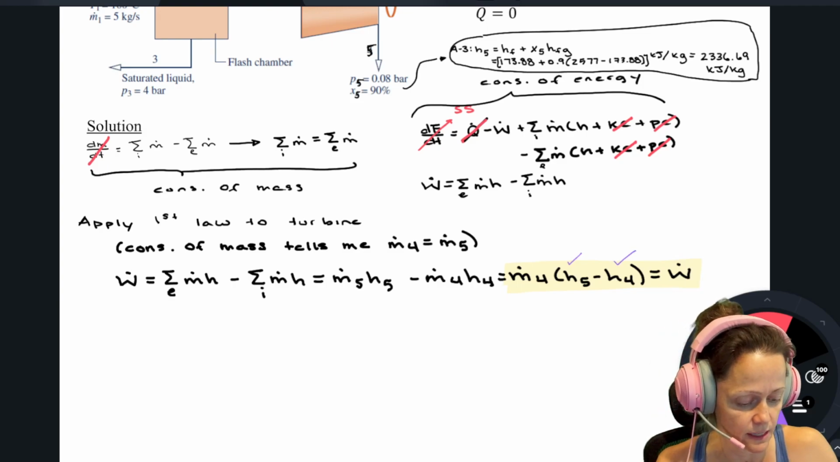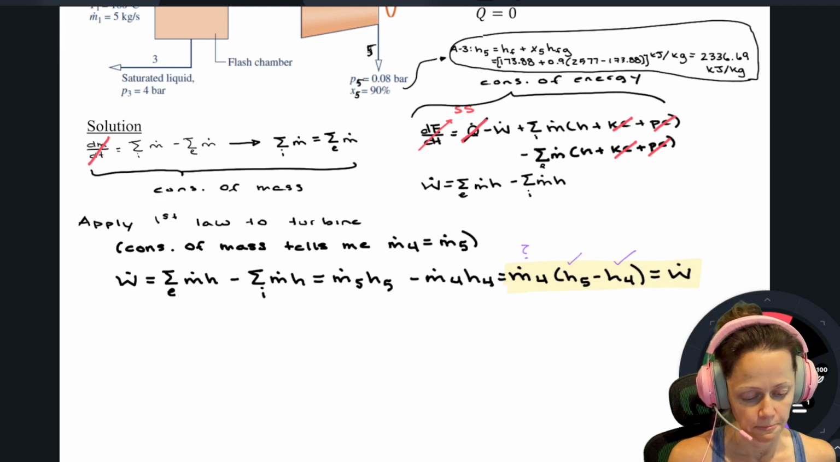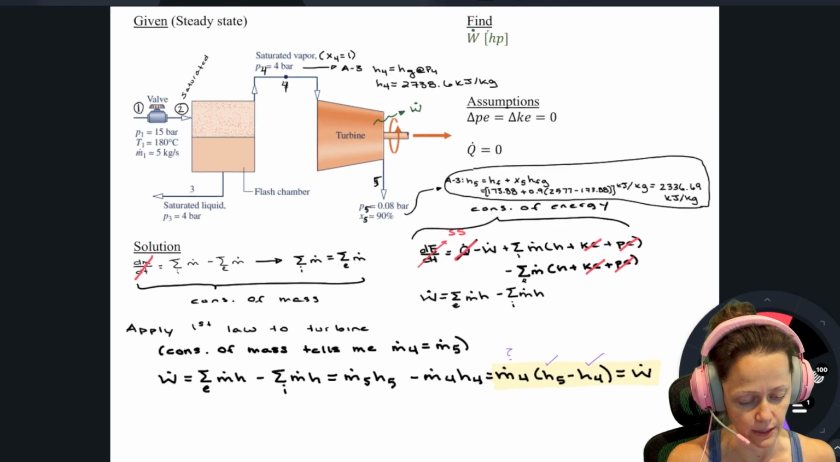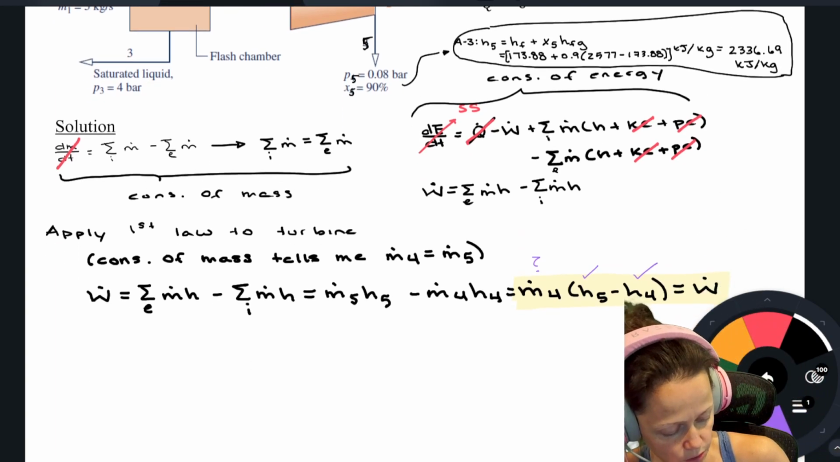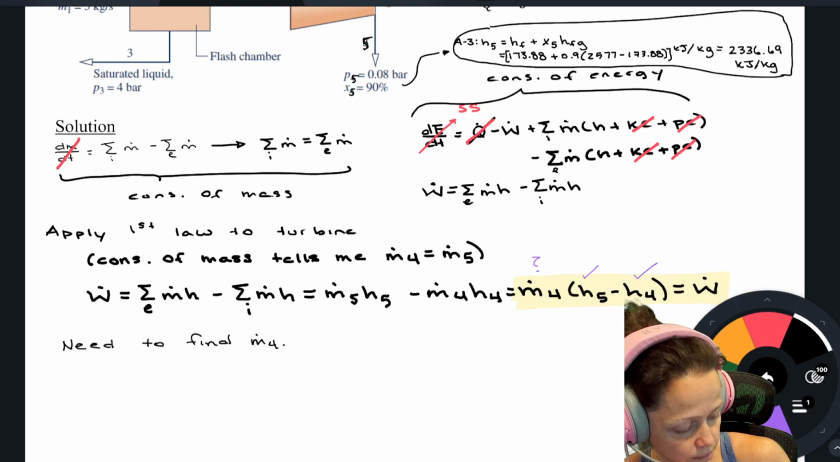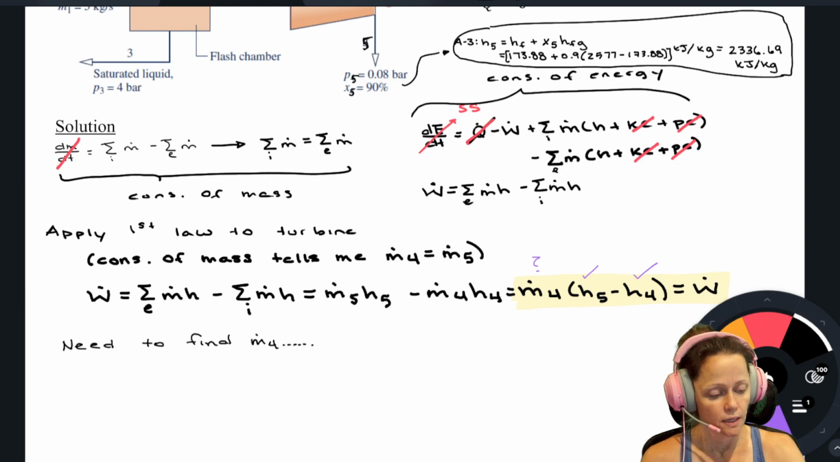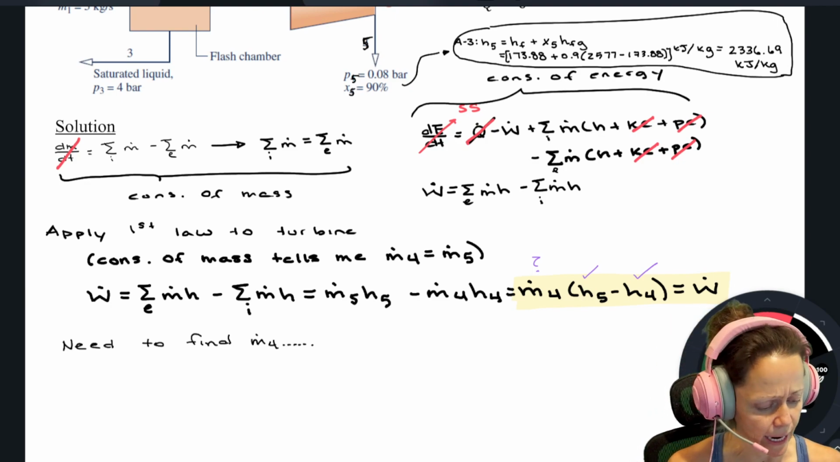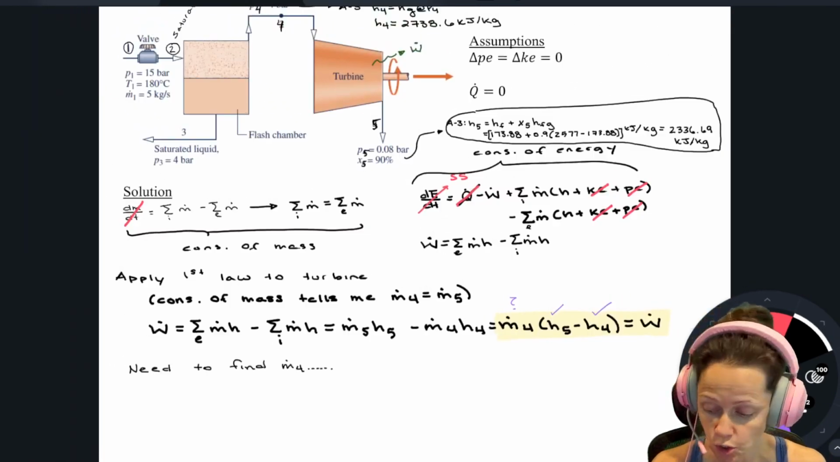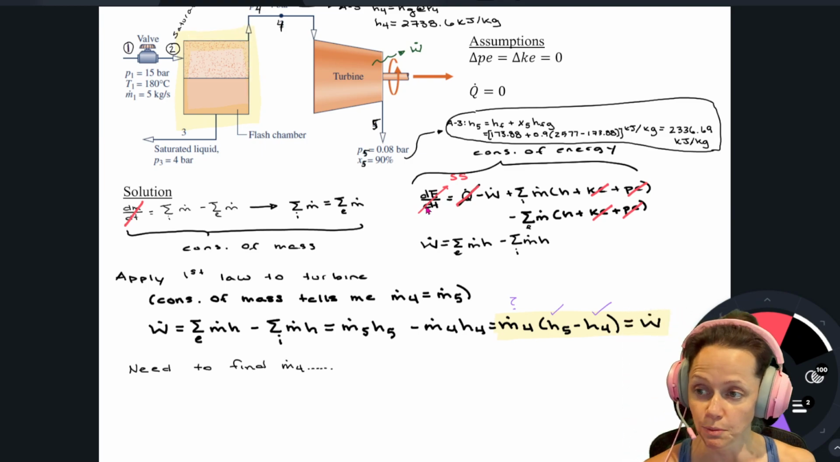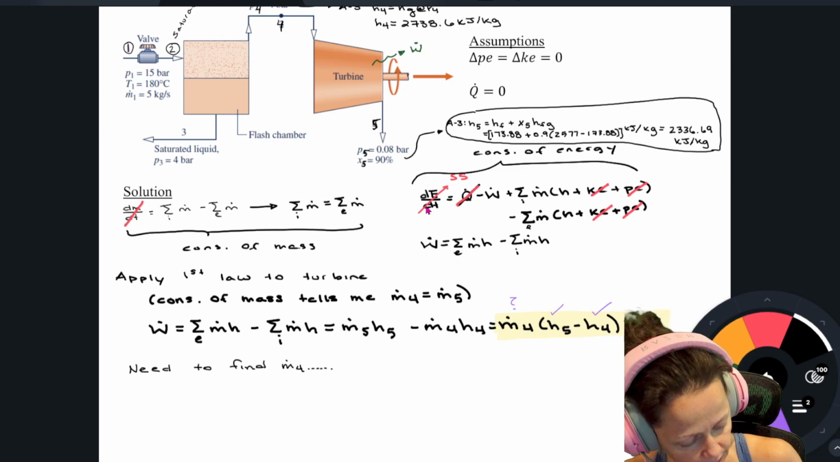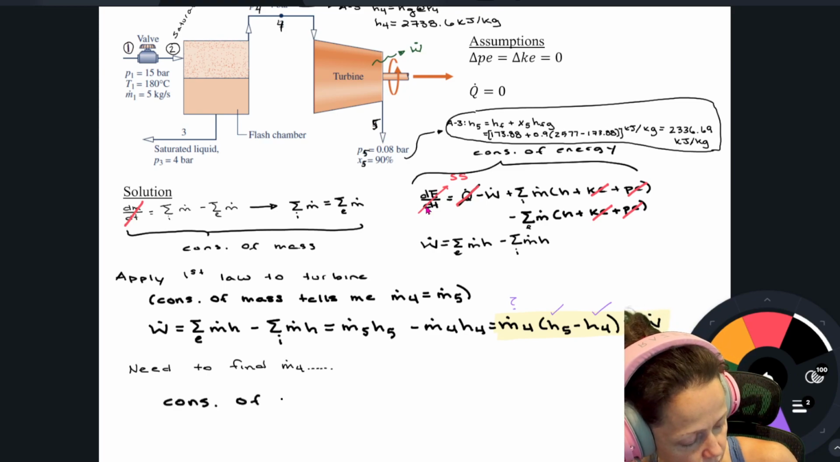I've got this one and I've got this one, but what I don't have is M dot 4. So what I need to do is go back and see what's going on over here. All right, so I need to find M dot 4. That's fine, no problem. I still have my conservation of mass, and I can apply that wherever I want to. I think I'm going to apply it to my flash chamber, and let's see what happens there. So, conservation of mass applied to my flash chamber.